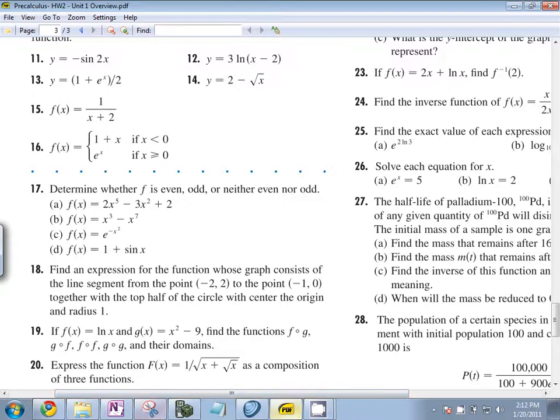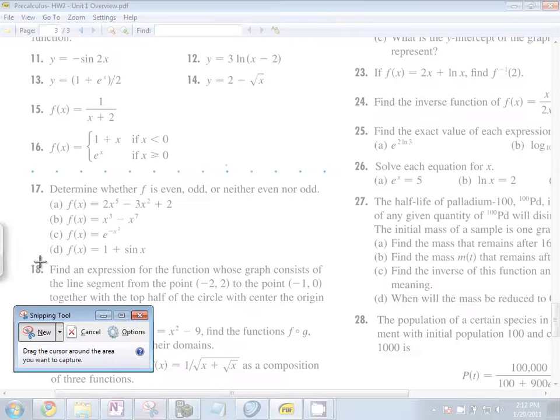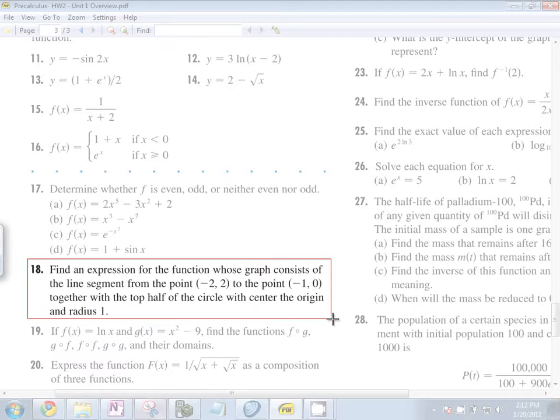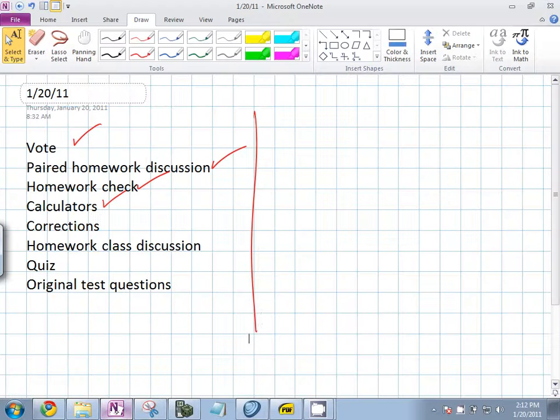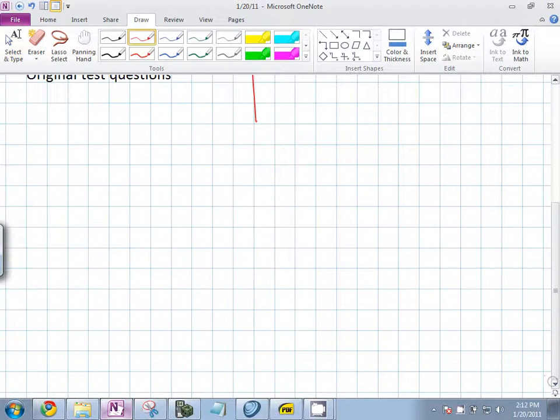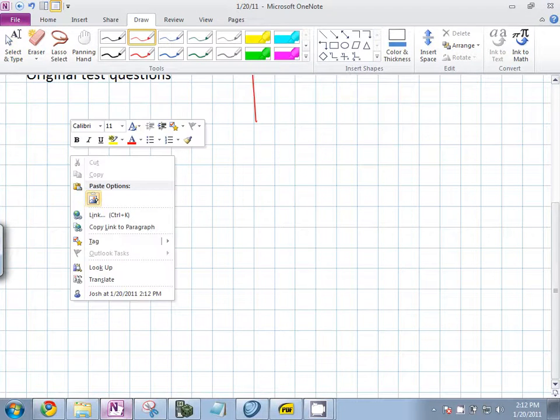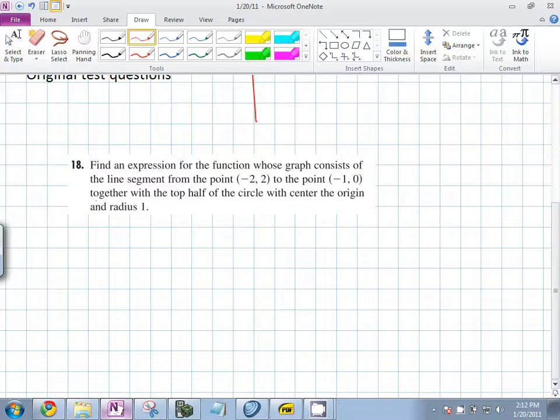It says find an expression, so we're building a function. What type of function are we building? A piecewise function. Why is it a piecewise function? You can use the word. It's two functions. It's modeled by a linear function and what's that other one called? It's a semicircle. It's a curve. You could say curve, but it's a semicircle.